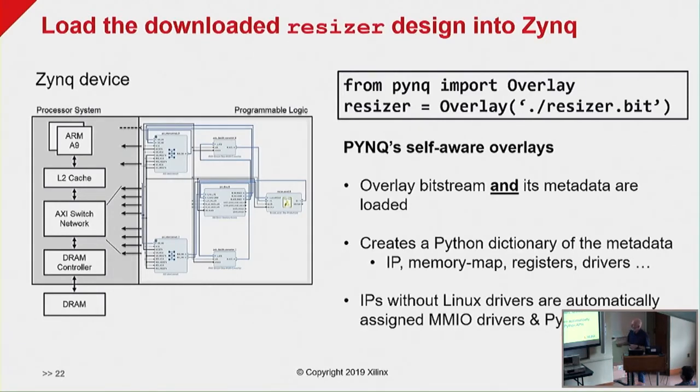So what we do is we create a Python dictionary from the design metadata, and with that we can effectively do additional things. So for example, we can set the clocks in the processor subsystem to be correct for the design that's come down. If we find this design does not have a device driver for it, for example, in the kernel space, we can assign it temporarily an MMIO driver so that now you can at least from Python peek and poke to that and script something and check that it works.